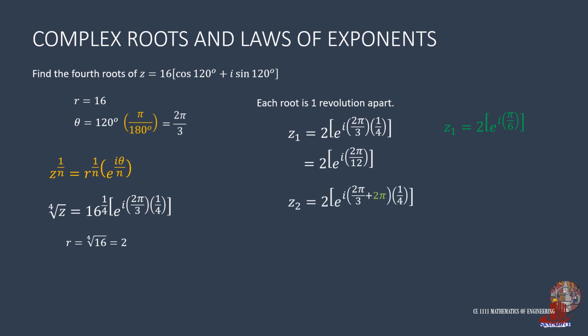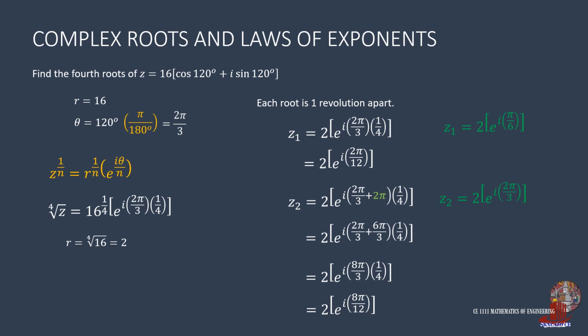The second root is the same expression where theta is then added by 2 pi. Convert 2 pi into a fraction to add to theta easily. 2 pi is 6 pi over 3, which is added to 2 pi over 3, giving 8 pi all over 3. This is multiplied by 1/4 to get 2 times e raised to i times theta, which is now 8 pi over 12. Taking a reduced theta, the final second root of z is 2 times e raised to i times 2/3 of pi.